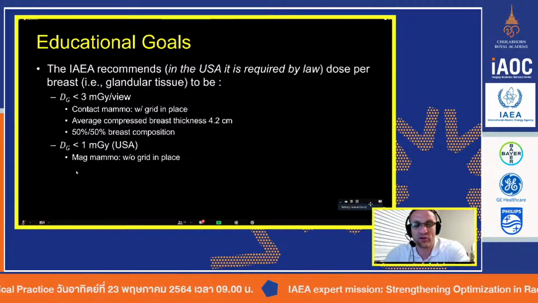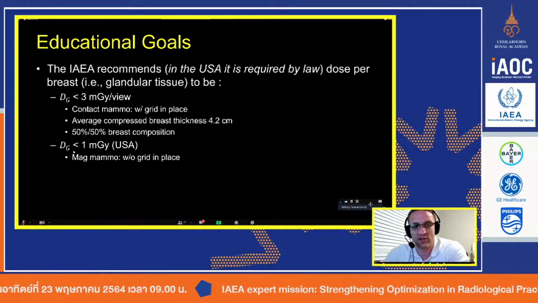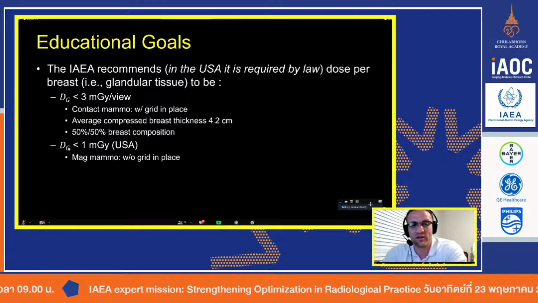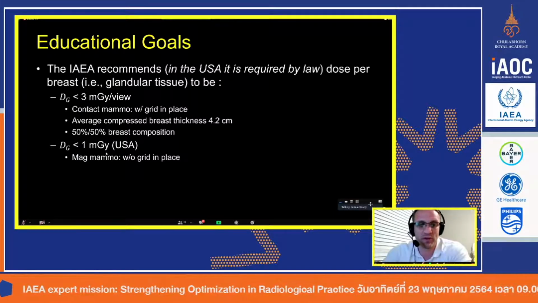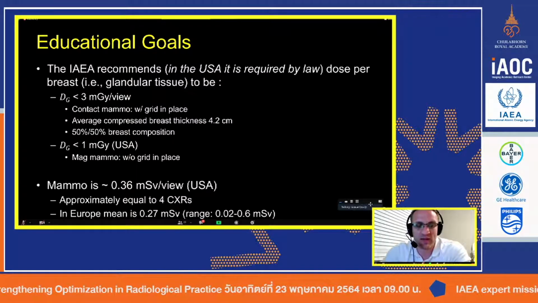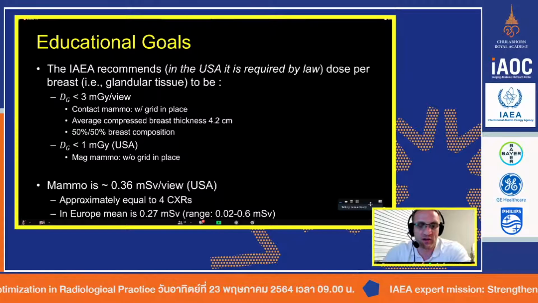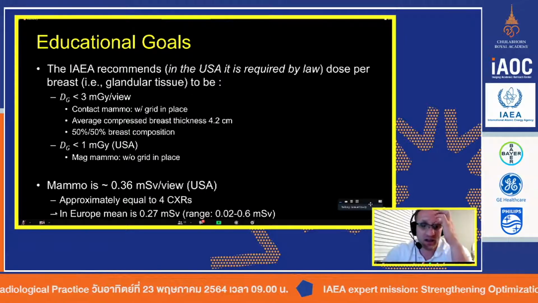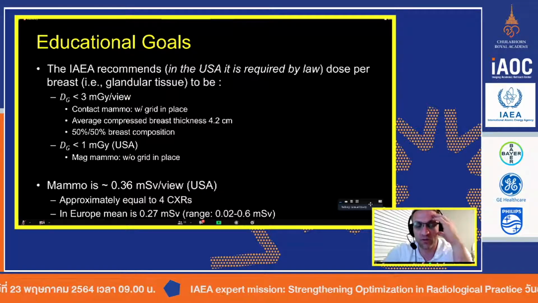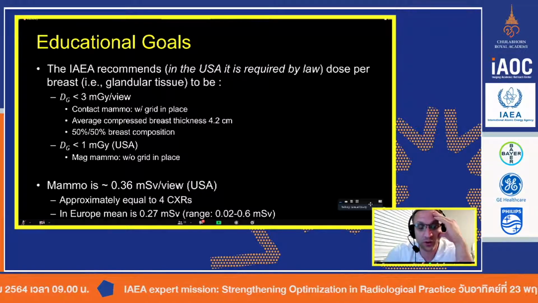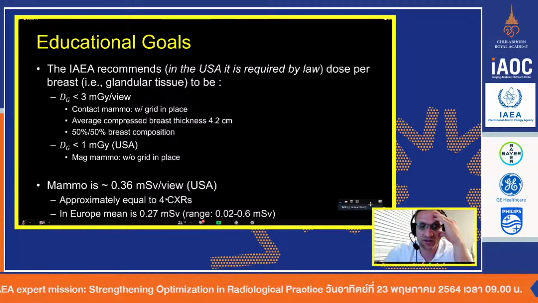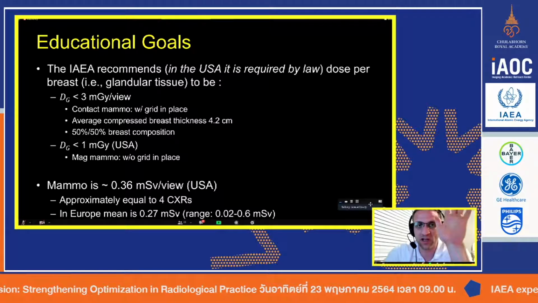In the US, we also specify for magnification mode. So the breast is closer, it's in mag mode. The mean glandular dose needs to be less than 1 milligray. And once again, this is without a grid. And then when you look at the effective dose, kind of like Hong was asking about risk, in the US we are basically 0.3, 0.4 millisievert per view. And that is approximately equal to 4 PA chest radiographs.